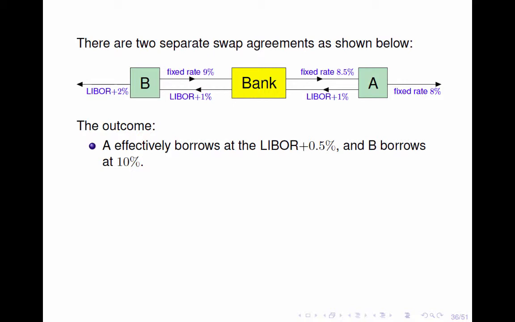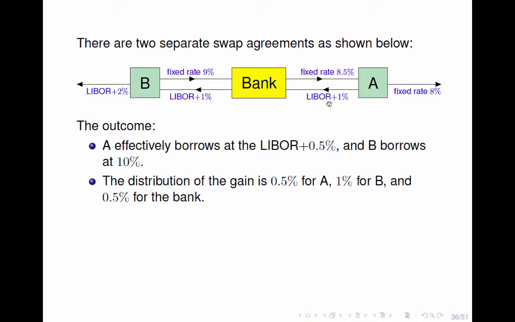For party B, it pays to the bank a fixed rate at 9% and receives from the bank a floating rate at LIBOR plus 1%. Together with LIBOR plus 2% paid to the floating rate market, the net borrowing rate for B is a fixed rate of 10%. With this arrangement, the distribution of the gain is 0.5% for A, 1% for B, and 0.5% for the bank.